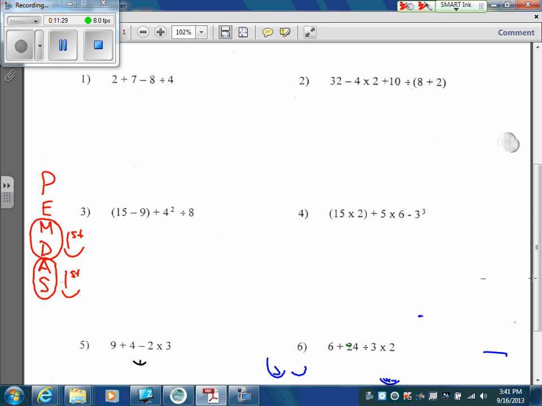So I scan from left to right, and I want to start with parentheses. Do I see parentheses? Yes, so I'm going to stop and underline it. Inside the parentheses is subtraction. 15 minus 9 is 6. Bring down everything you have not used yet.